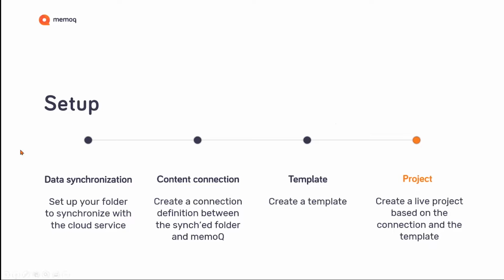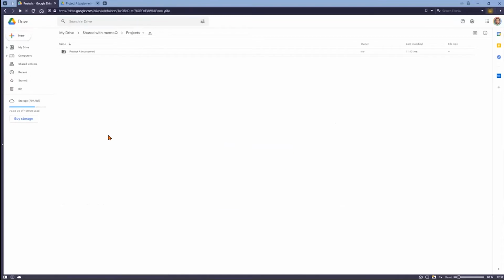Okay, so let's start with the data synchronization. What we have here now is the Google Drive. This is the Google Drive shared, for example, on the client side. So the client has a folder. I'm going to share some files with memoQ, meaning sharing with the agency, and I'm going to put a project there. Inside the project, I'm going to put some source files. I'm going to have those source files here, and I want them to translate this.